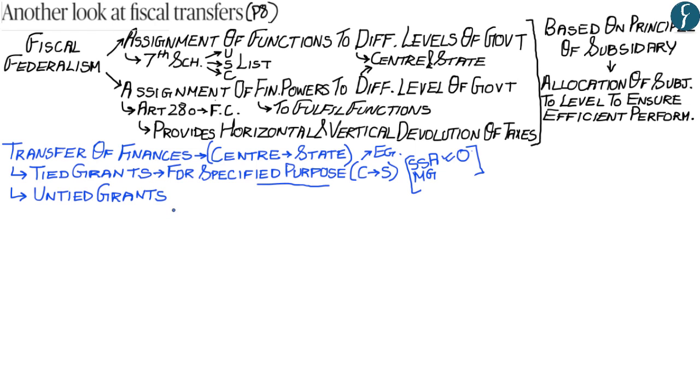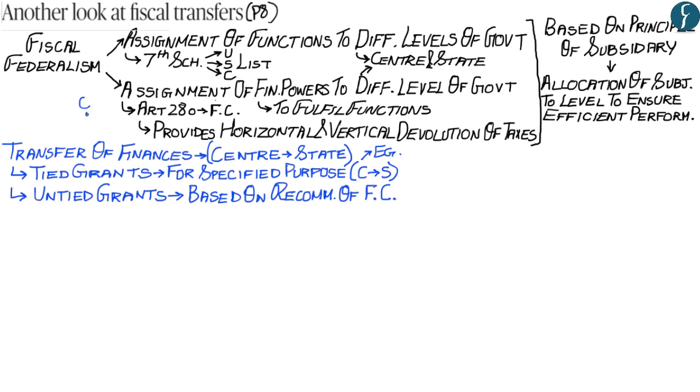However, when we talk about untied grants, it means the finances that have been received by the state based on the recommendations of the Finance Commission. Now, as you have already understood, the Finance Commission provides horizontal devolution of taxes from the central government to the state governments. And one important difference between tied grants and untied grants is that under tied grants, in which the central government has provided money for specified purposes, it does not provide operational or financial autonomy to the states.